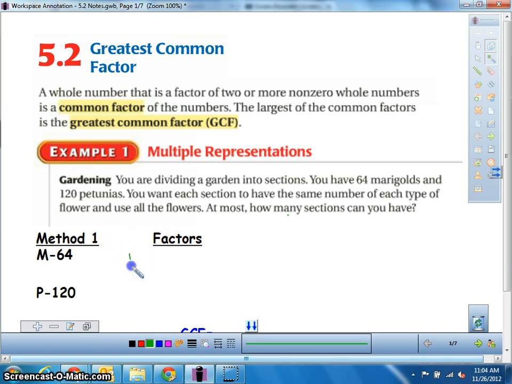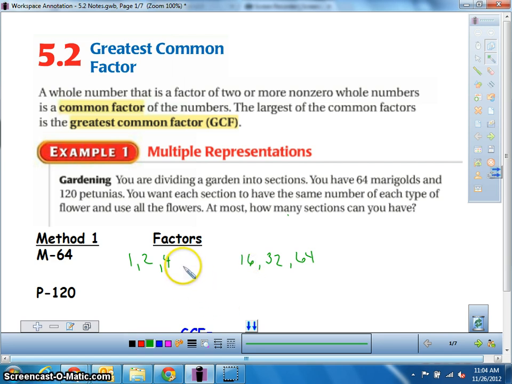We know that we have 1 and we have 64. We know that 64 is an even number, so we've got 2, and half of 64 is 32. 6 plus 4 is 10, which is not divisible by 3, so 3 is not going to work. But 4 is, in fact, a factor, because 32 is even again. So we've got 4 and 16.